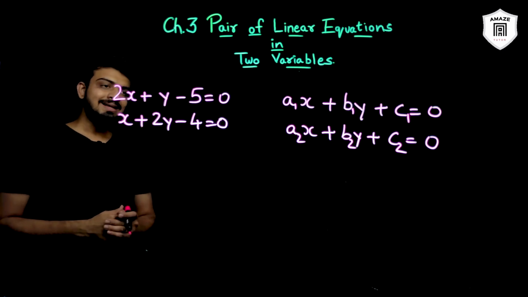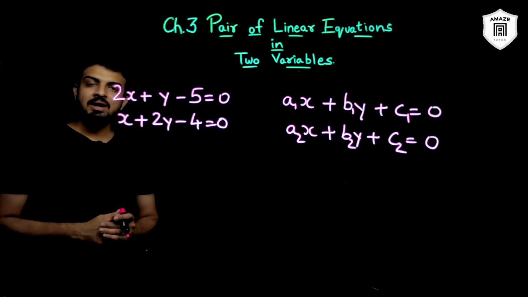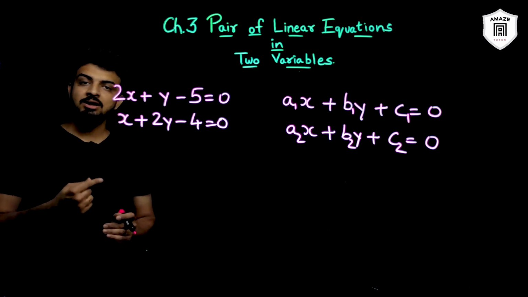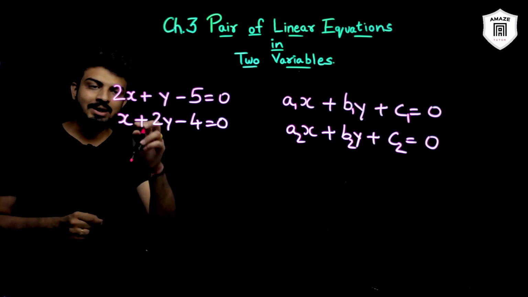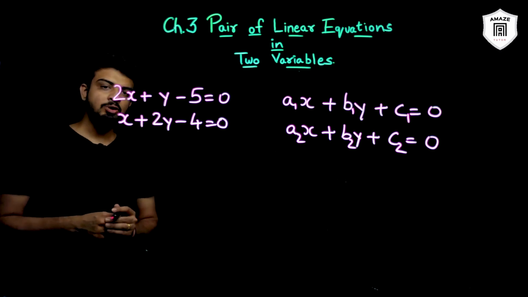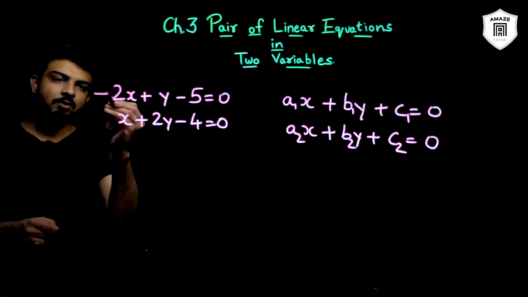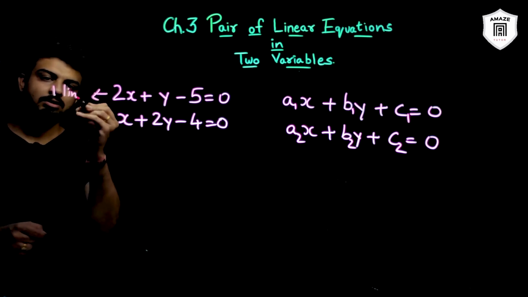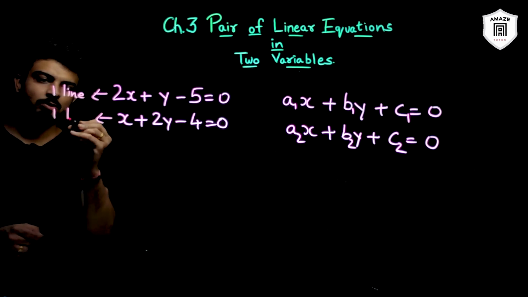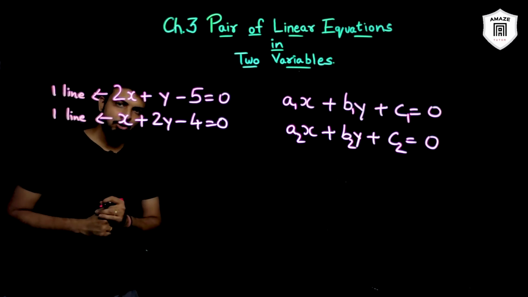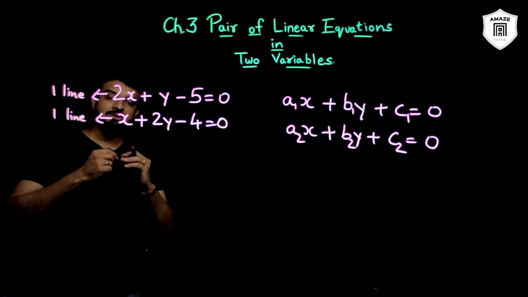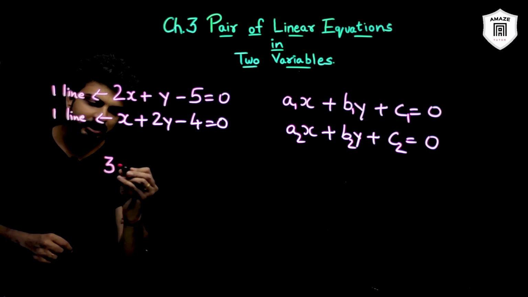Right? Now the next thing is, we have seen that if we are representing any linear equation on a graph, it will form a straight line. Right? But here we are having two equations. So two equations means one line for this equation, okay, and one line for this equation, right? So we are going to have two lines on the graph. So there are three cases if we have two lines on the graph. Which are the three cases?